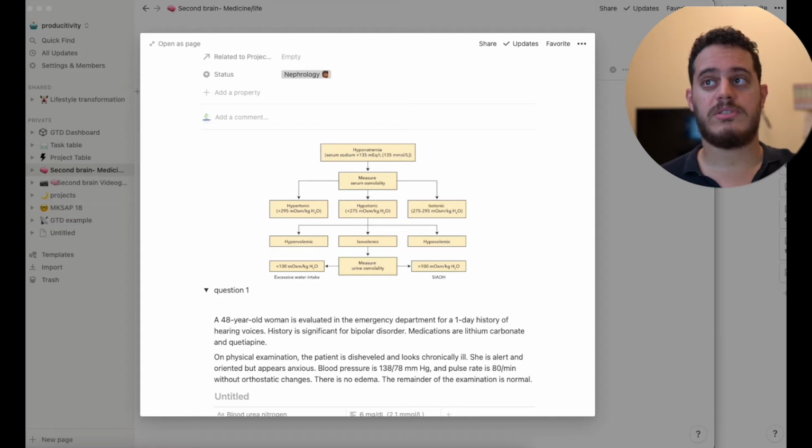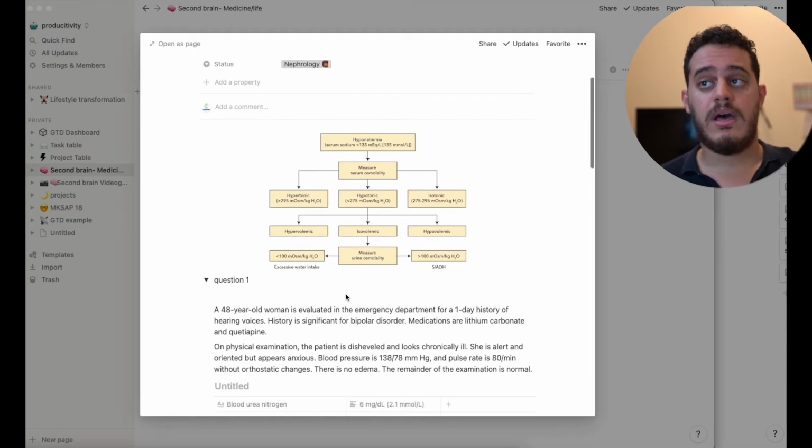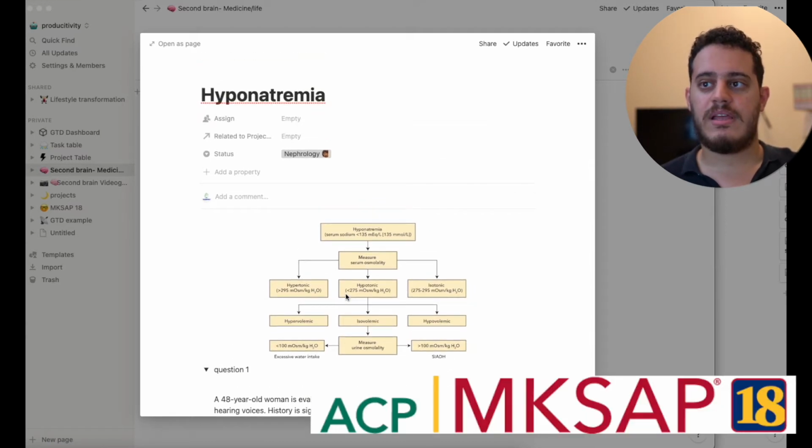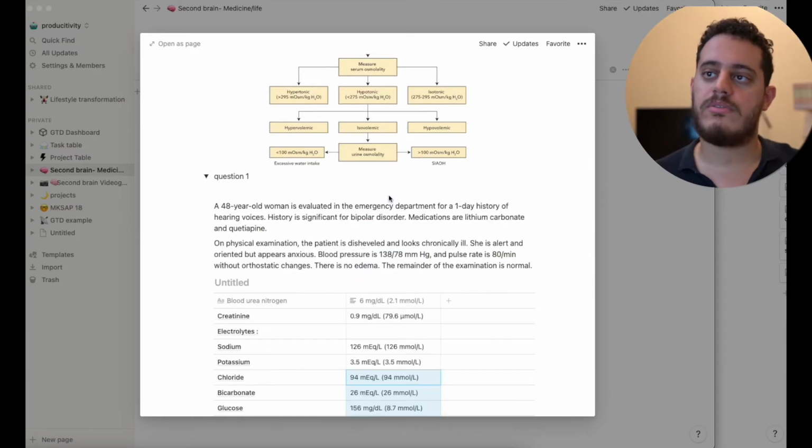There's a simpler version of an algorithm on the American College of Physicians site, MKSAP. And I like it because it's quite simple. I'm gonna work through this question.